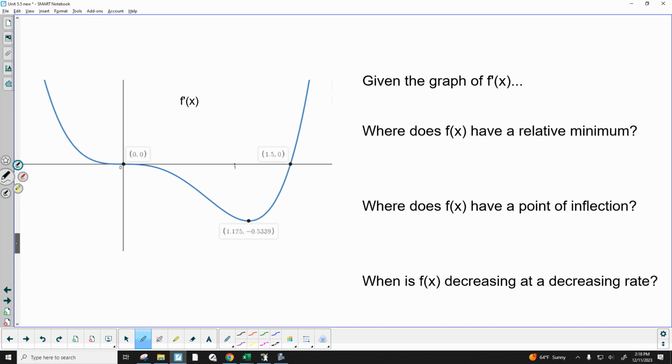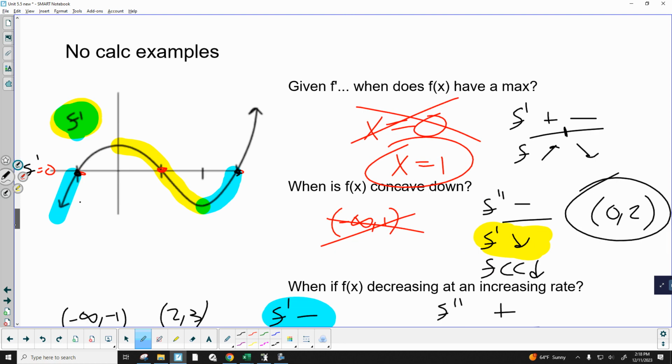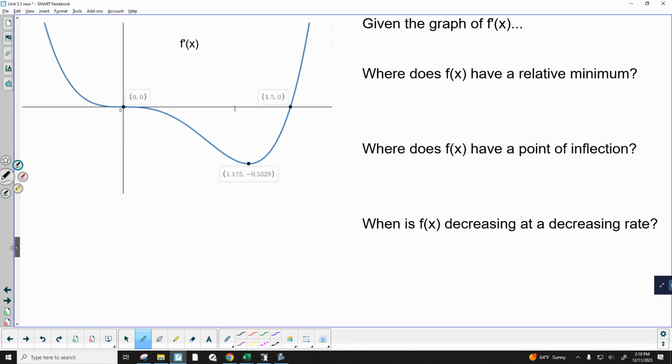Now, the only thing different about this is you got some decimals. Well, this is kind of like leading us to what we're going to see these calculator active questions looking like. It's really just the same as what we're used to, but just with some decimals. Point of inflection, the curvature has to change.